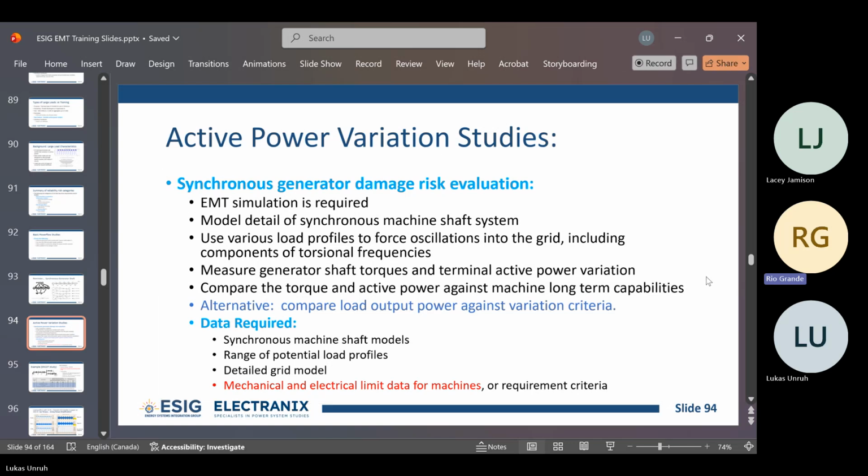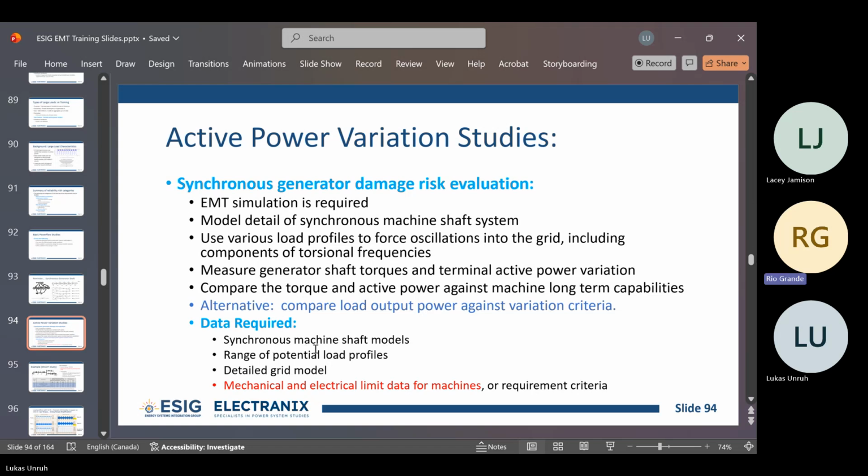The machine OEMs are also kind of cagey about committing to a certain level of torque impact which they can say would be no damage. It's kind of hard for them to commit to right now. So these are challenges.